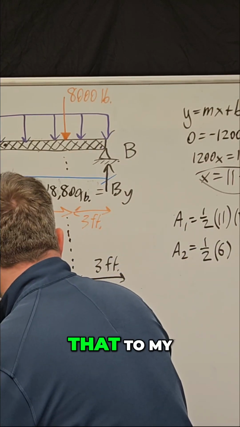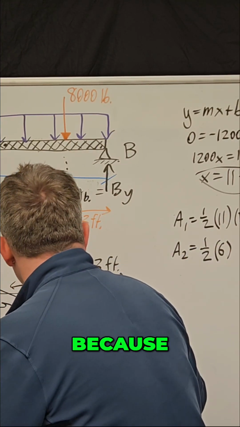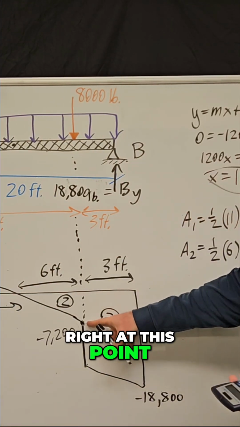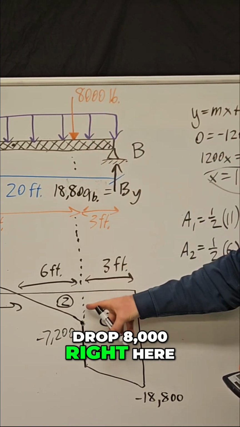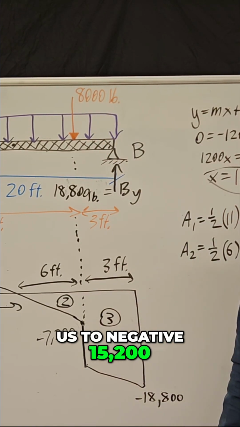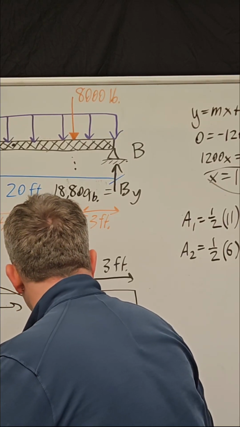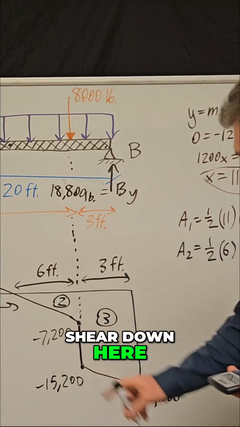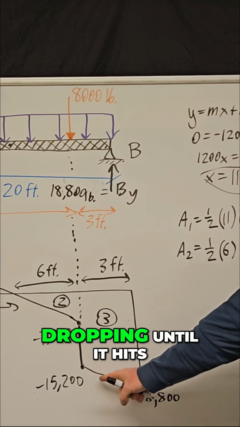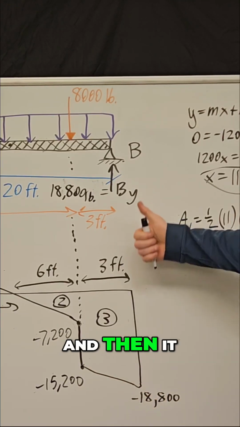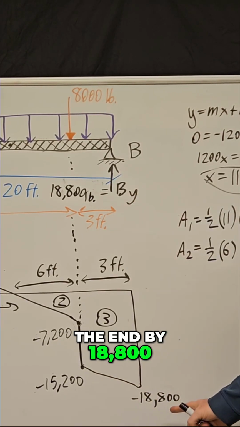I'm going to add that to my shear diagram because that's the shear right at this point. And then it's going to drop 8,000 right here. So that'll bring us to negative 15,200. I'm going to label that point as well. That's the shear down here. And then remember, it's going to keep dropping until it hits this number. And then it rises at the end by 18,800.